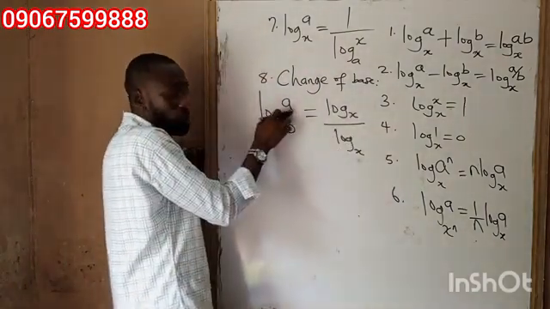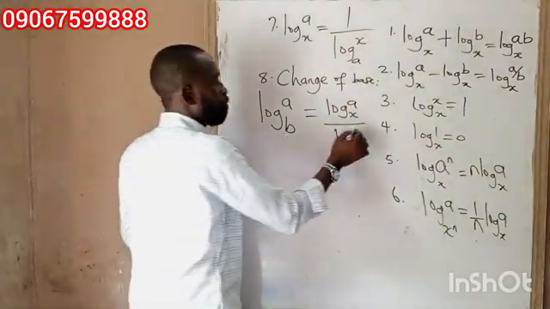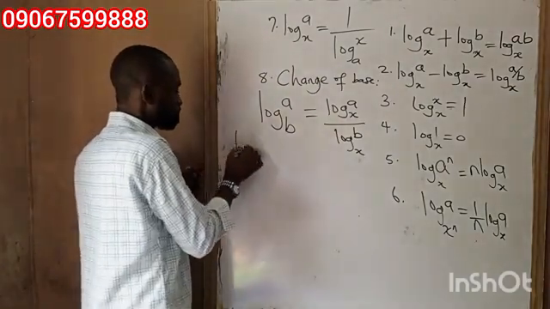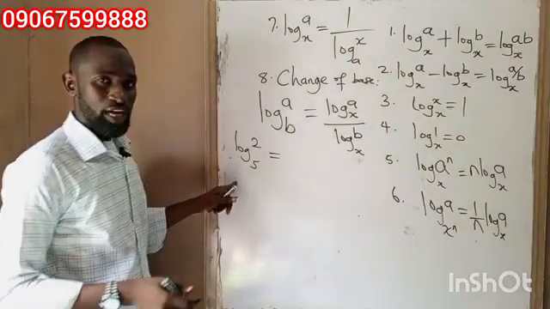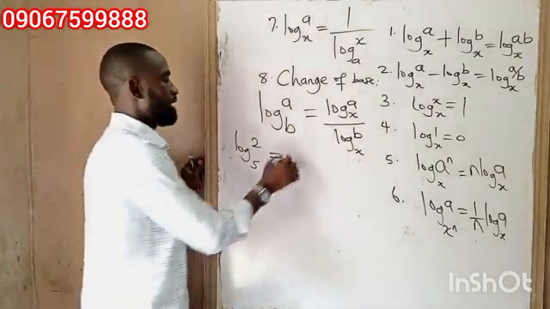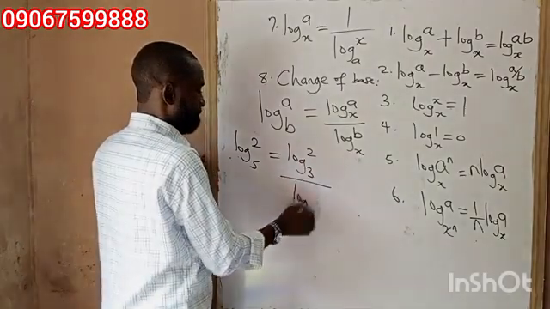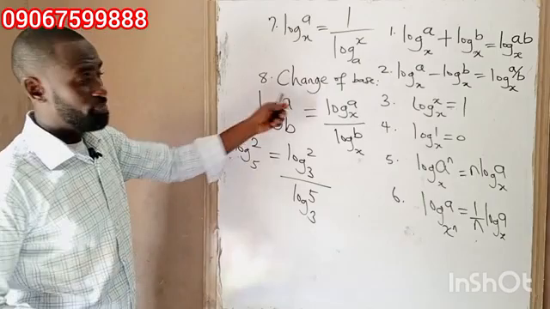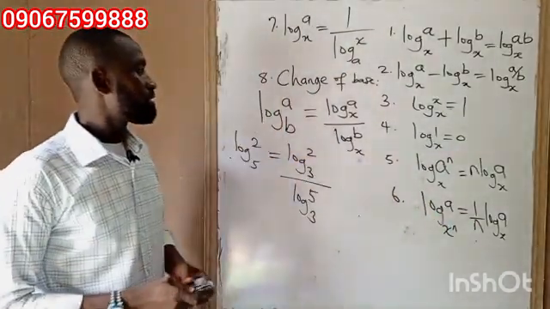Then this a, that is the number here, will still maintain its position, but this b, that is the base here, will now become the number. Look at this, for example. If I have log of 2 base 5, and I'm asked to change to base 3, it will be log of 2 base 3 all over log of 5 base 3. This law, change of base, is very important. Although all the laws are equally important, this one is very key.